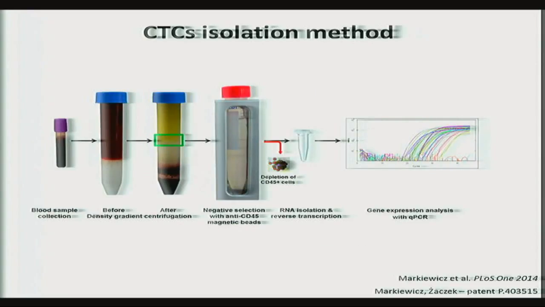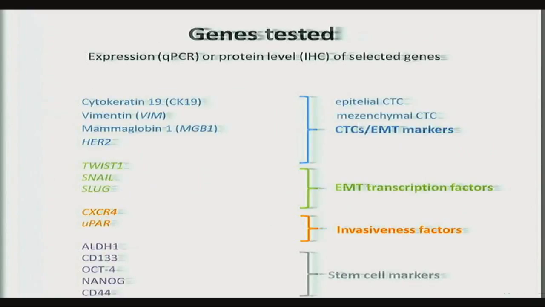So our CTC isolation method was fairly simple. We took a blood sample, did gradient centrifugation, and the enriched sample was then incubated with CD45 magnetic particles to deplete the sample of blood cells, and then such a sample was analyzed for gene expression. We tested genes related to presence of CTCs, EMT markers, EMT transcription factors, invasion and metastasis related genes, and also cancer stem cell markers.